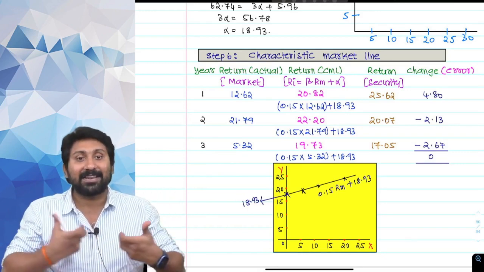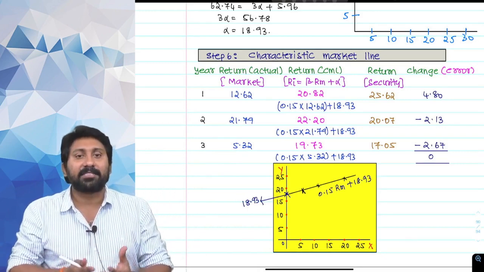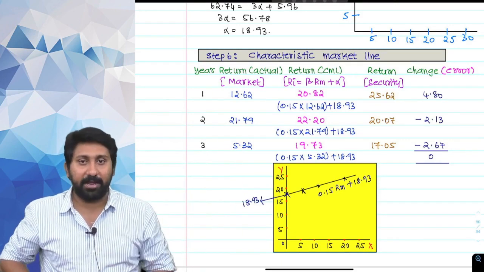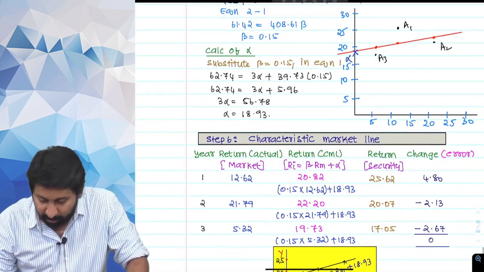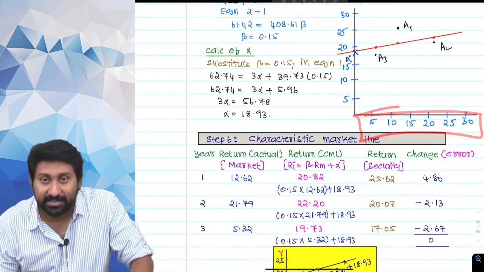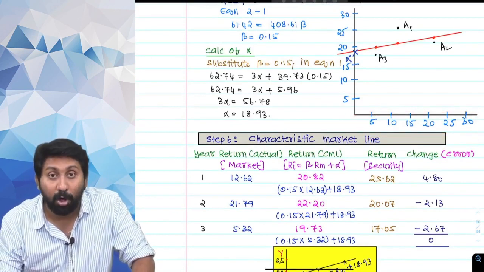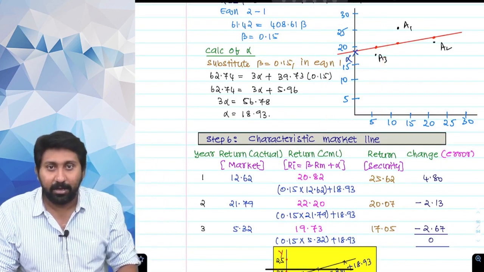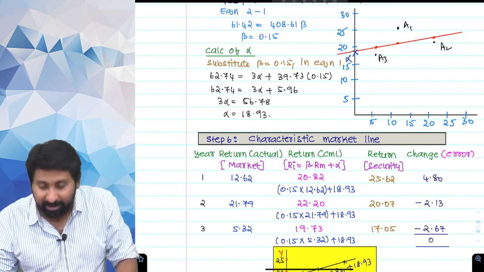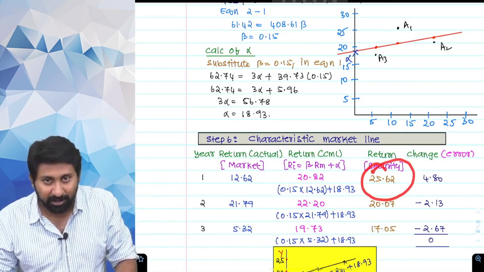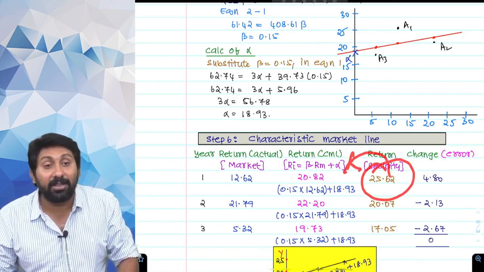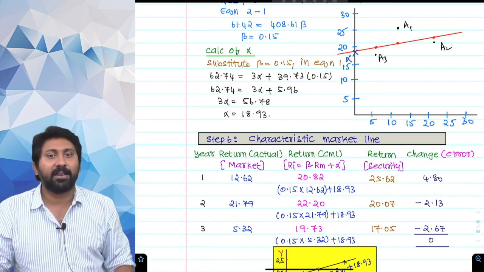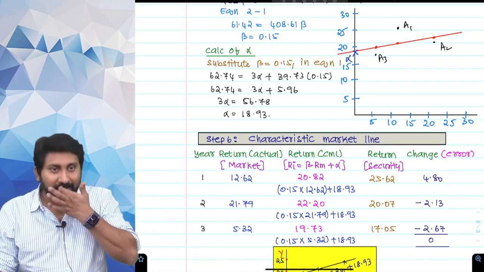Measure of systematic risk. Systematic risk means the risk which comes from the market, not from my company. That means when you take market on the x-axis, you should tell how much return on the security you are getting because of the market. But in the original case, this 25.62, 20.82 is only because of the market, while the remaining 4.8 is because of my company's internal factors.